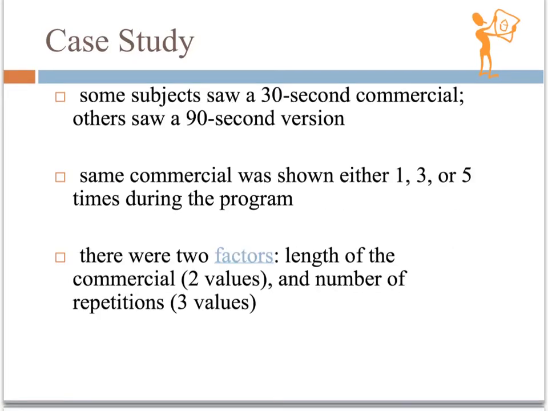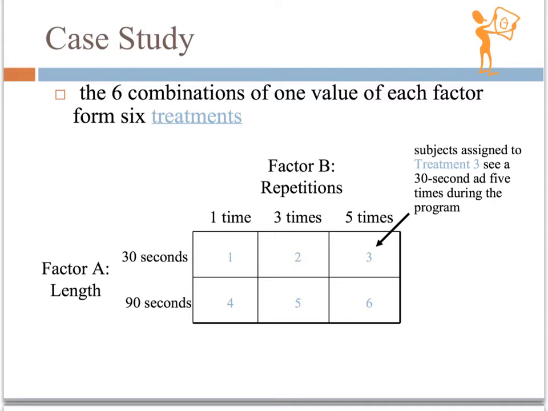But they were broken into different treatment groups. So, some of them saw a 30-second commercial and some of them saw a 90-second commercial. And the commercial that they saw was shown either 1 time, 3 times, or 5 times during the program they watched. So that gave us 2 factors, the length of the commercial and the number of times that they saw it. So those 6 combinations are put together by looking at the 3 values of the one factor and the 2 values of the other. So this chart shows you what happened.